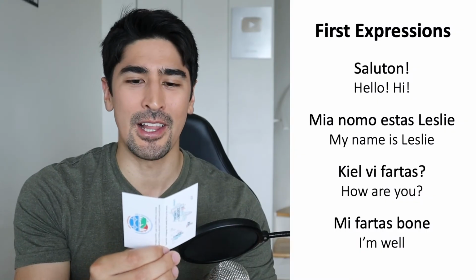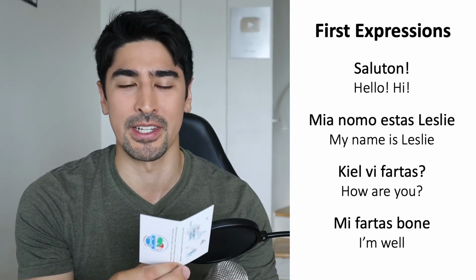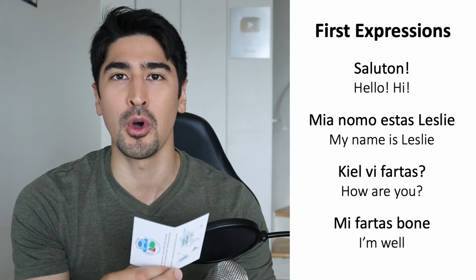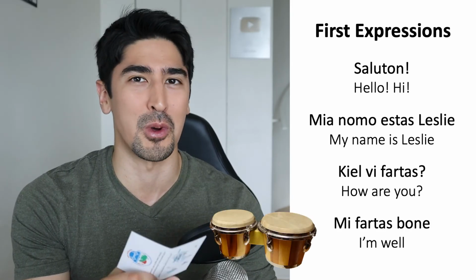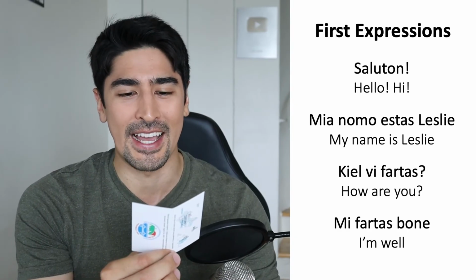Easy speaking, so let's learn a few basic expressions, also to give you an idea of the sound and music of the language. Saluton. Saluton is hello or hi. Mia nomo estas Leslie. So literally, my name is Leslie. My name is Bong. Mia nomo estas Bong. Or bongo if I want to make a noun out of it. Mia nomo estas bongo.